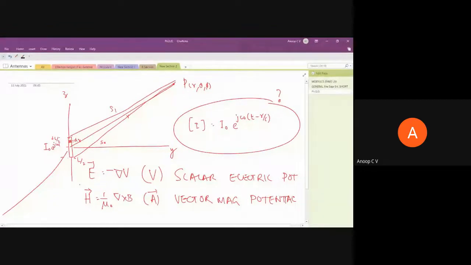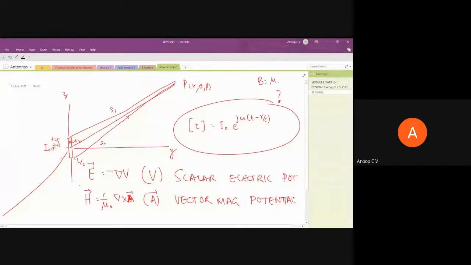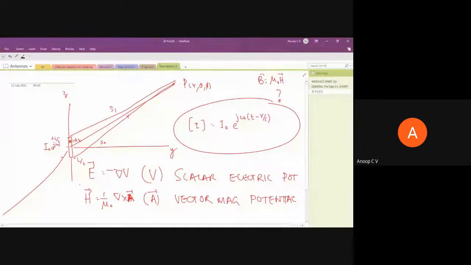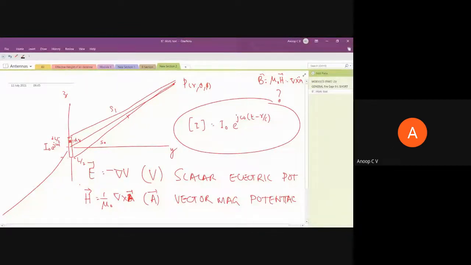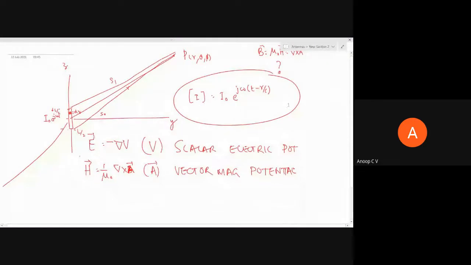In fact, B is del cross A. I hope you remember B is actually mu naught into H, and that is equal to del cross A, right? I'll discuss it in detail, you don't have to bother.